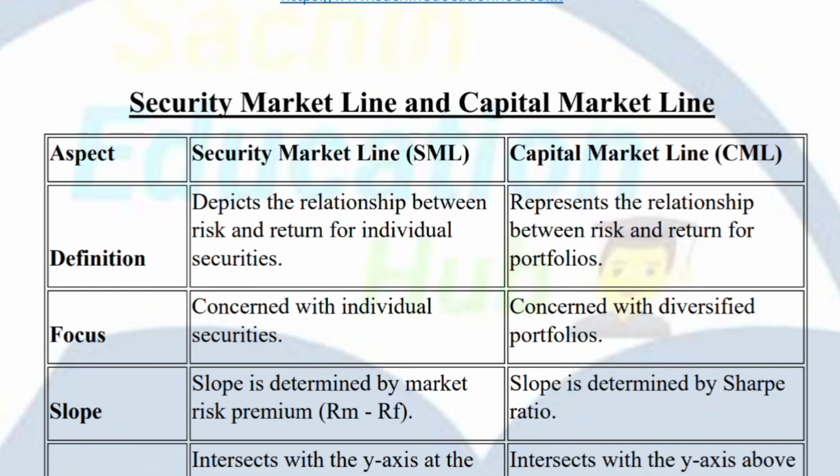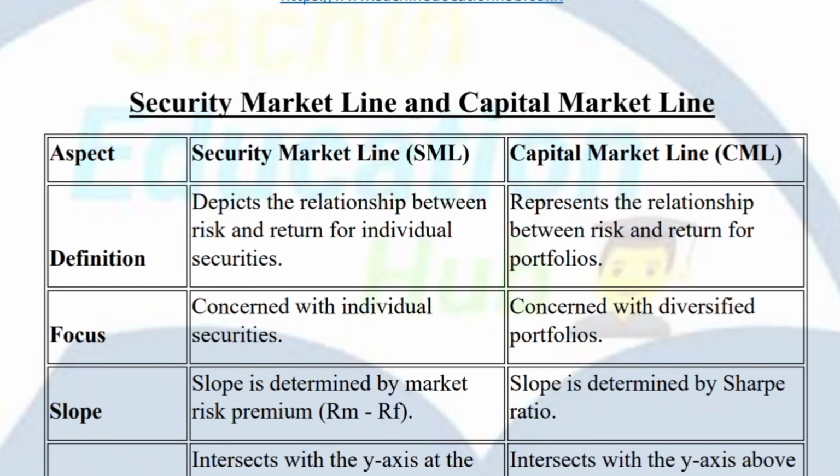After that, the differentiation is on the basis of focus. The security market line focuses primarily on assessing the risk and return relationship or characteristics of individual securities only, by isolating other securities. But the CML, that is the capital market line, focuses on the risk and return trade-off for diversified portfolios, by recognizing that the combination of assets can affect the overall risk and return of the portfolio.